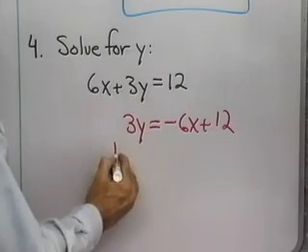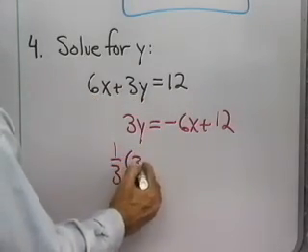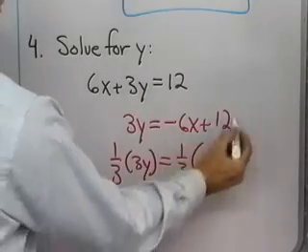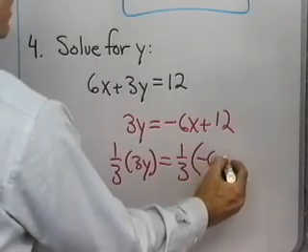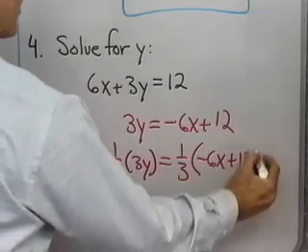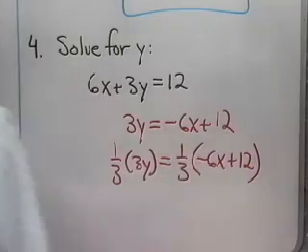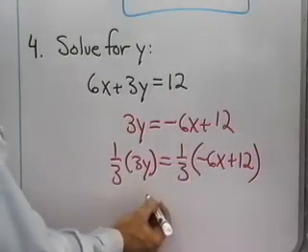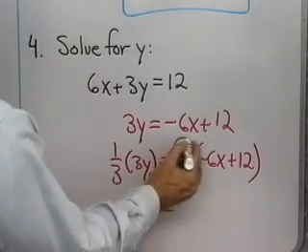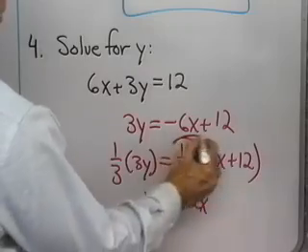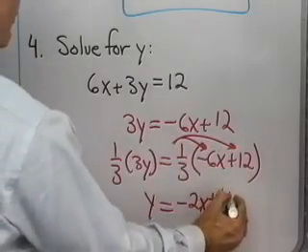Next, I'm going to multiply both sides by 1/3. 1/3 times 3y is equal to 1/3 times this whole side right here, negative 6x plus 12. I need to use those parentheses, so I'm multiplying 1/3 times this whole side of the equation. 1/3 times 3y is y. 1/3 times negative 6x is negative 2x. 1/3 times 12 will be 4.